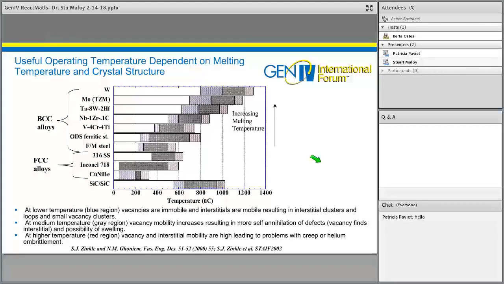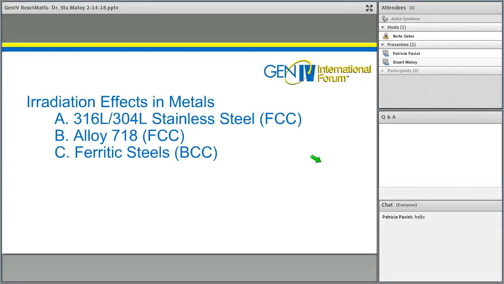So you get more recombination of defects, and so you get less hardening in that region. But at high doses, you can run into void swelling in those areas as well. And at higher temperature, with increased mobility in the material, you can run into issues such as creep, or if helium is formed, it can lead to helium embrittlement because it's now able to diffuse to grain boundaries. So that's one way to think of how mechanical properties are affected in these different classes of alloys.